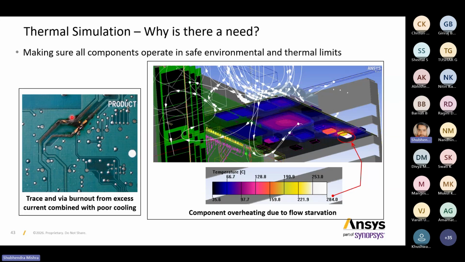To evaluate that, we can import the whole model into this environment, and we can see at what particular range, what frequency, what temperature there is. In this part you can see that it is approximately 253 to 284, which is the overheating part. This is due to flow starvation. Flow starvation is basically when the proper fluid is not reaching those particular positions. Due to that, component overheating occurs.